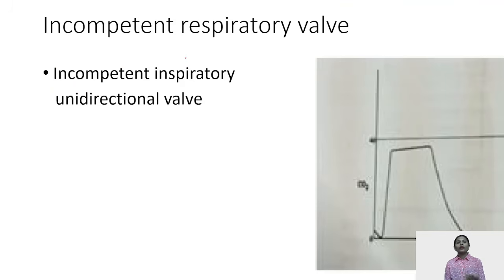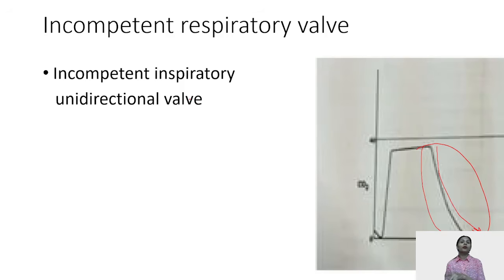Moving forward, one of the most potential types of questions is when this is your inspiratory stroke, as you all can see, this slope. Now this inspiratory slope is a little extended. It's taking time actually. This is because of an incompetent inspiratory valve.